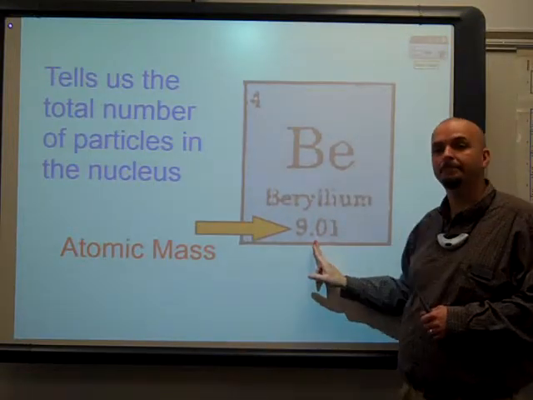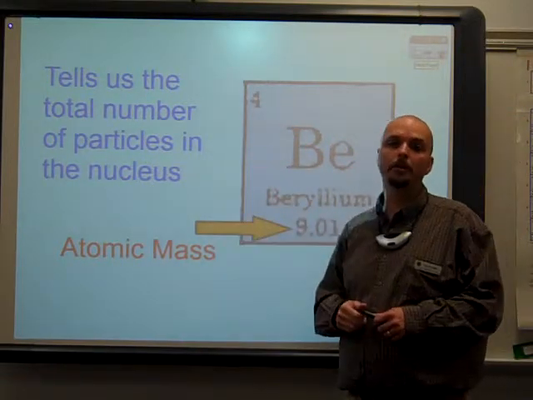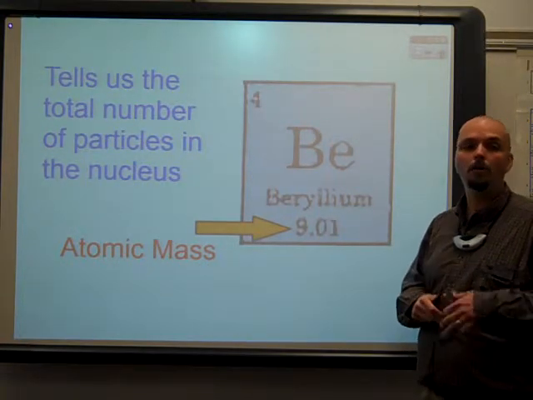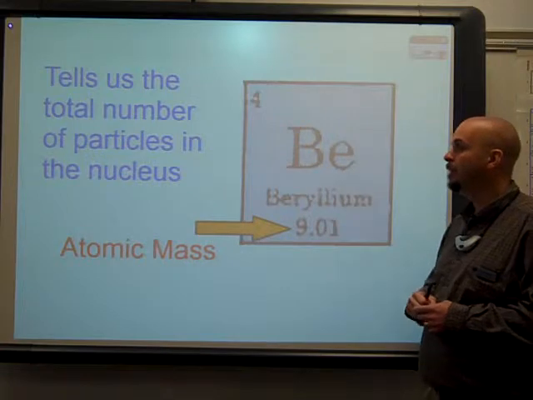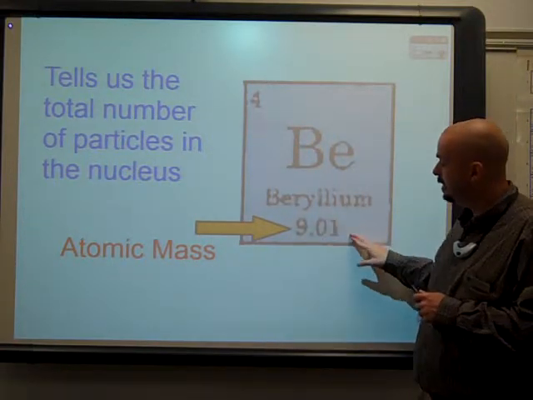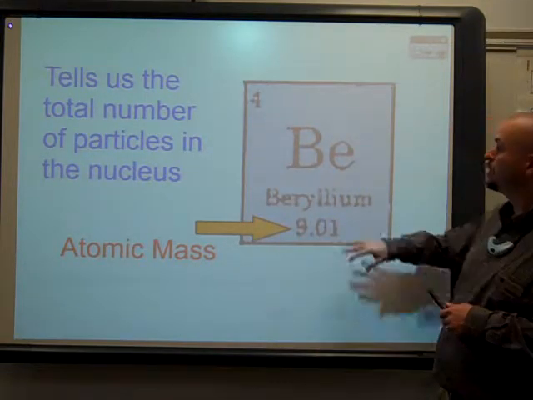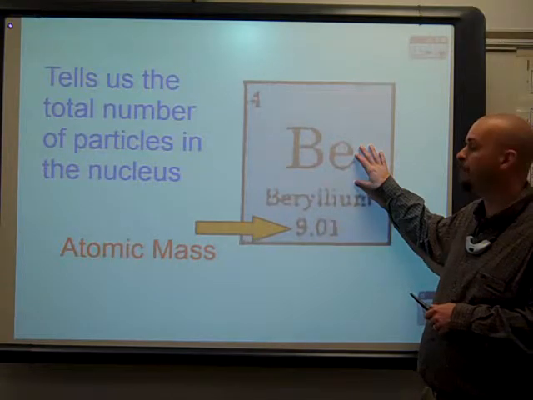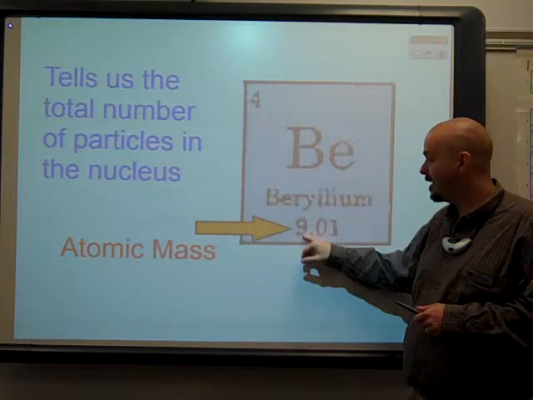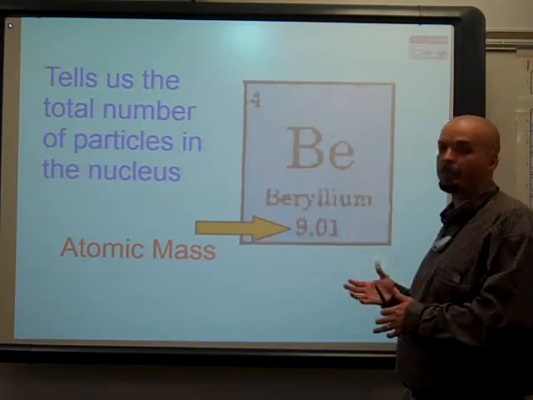The atomic mass, the other number that's in the box, tells us the total number of particles in the nucleus. Recall that when we learned atomic structure, the nucleus contains the protons and the neutrons. So what this number tells us is the total number of protons and neutrons. So again, looking at beryllium's box, without thinking about it too much, we can say beryllium has 9 total particles in its nucleus. Now this is for the average atom.